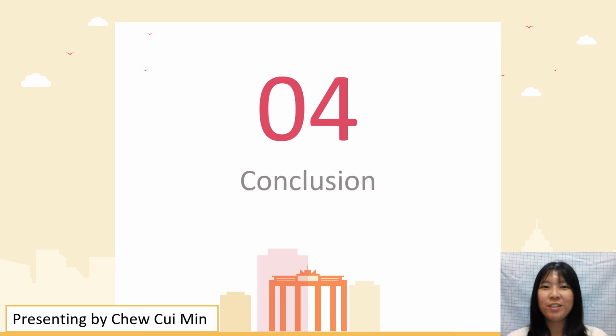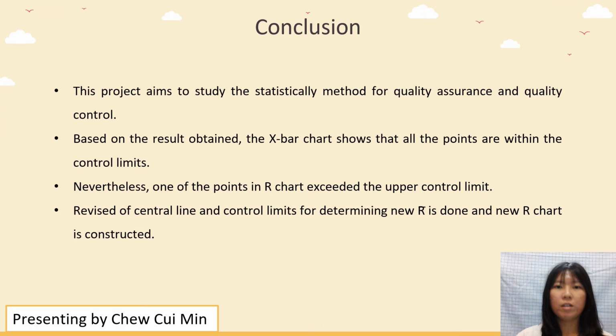Hi, it's me, Chu again. I will continue with the conclusion part. In conclusion, this project aims to study statistical methods for quality assurance and quality control. Based on the results obtained, the X-bar chart shows that all the points are within the control limits. Nevertheless, one of the points in our R chart exceeds the upper control limit. Revision of the center line and control limits to determine the new R-bar is done, and a new R chart is constructed.